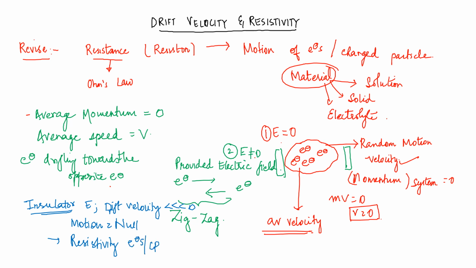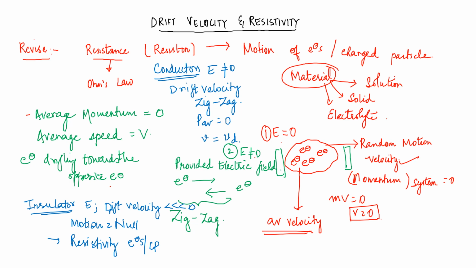But when the case comes to conductors, once we have provided the electric field, what happens? There is quite a good drift velocity. We will see zigzag motion. We will see the average momentum to be 0, and some velocity which we term the drift velocity of our charged particles or electrons. So from this concept comes the concept of drift velocity and resistivity.